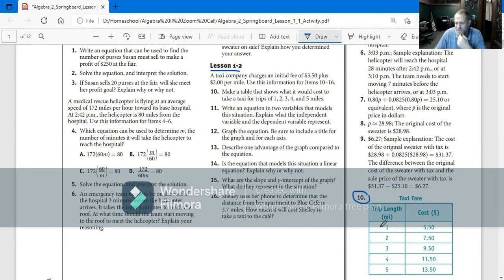The length of the trip is going up by 1 each time: 1, 2, 3, 4, 5. And the cost is going up as well, by 2 additional dollars per mile. That looks very familiar to what we did with the inner tubes in lesson 1, right? Let's make a table that shows 1, 2, 3, 4, and 5 miles, and that's what we did here. Take a moment, guys, pause the video and write down the answers to number 10.